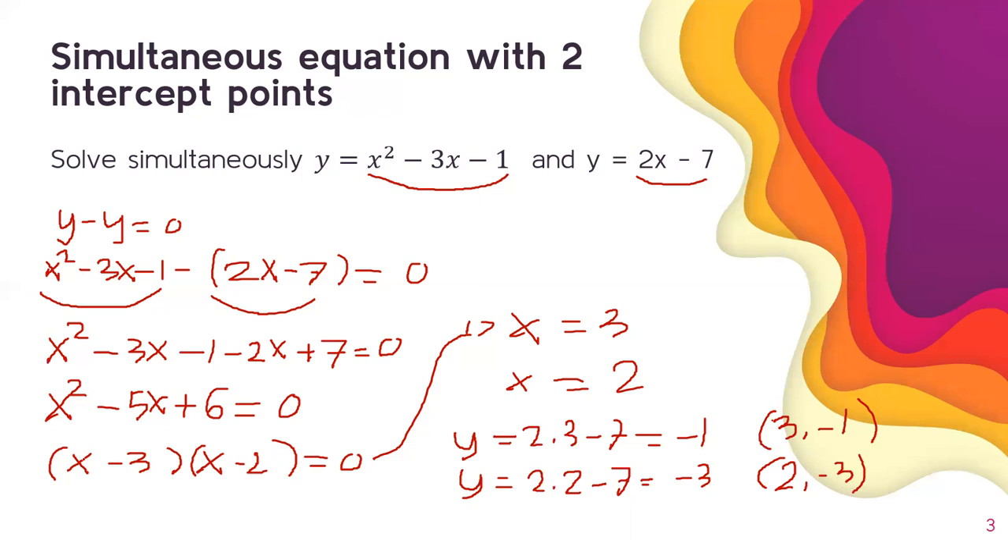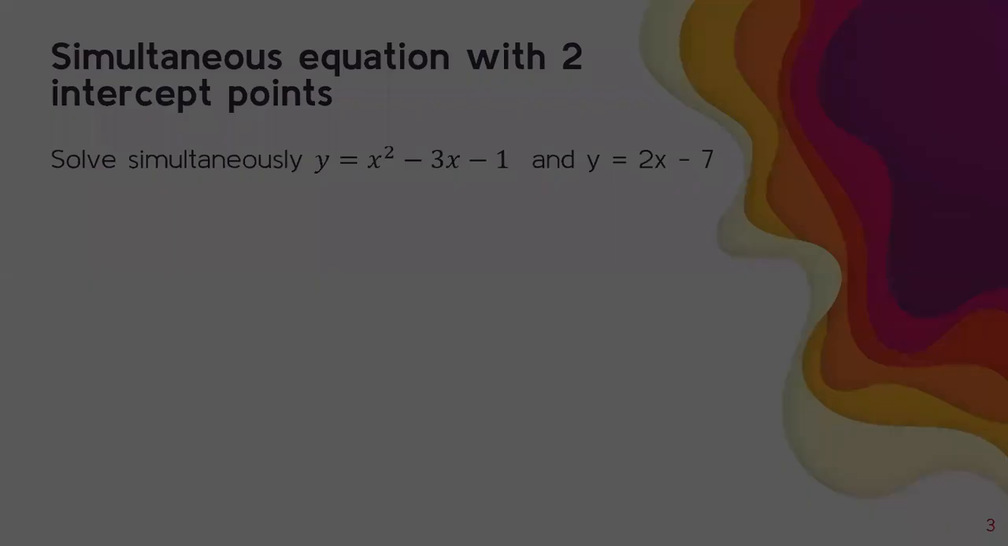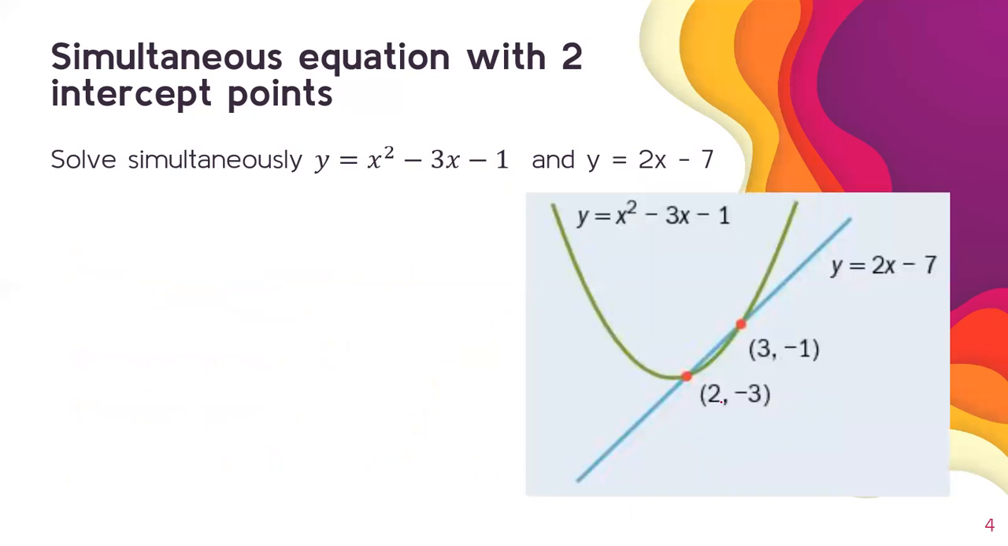Right. Now let me show the graph. 3 comma negative 1 and 2 comma negative 3. This is the parabola graph of these equations, and this is the straight line graph of these equations, and this is the first intersection point and this is the second intersection point.